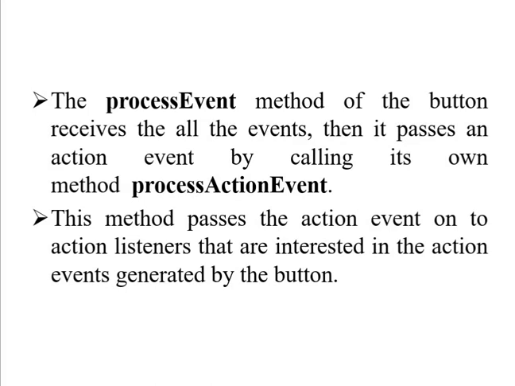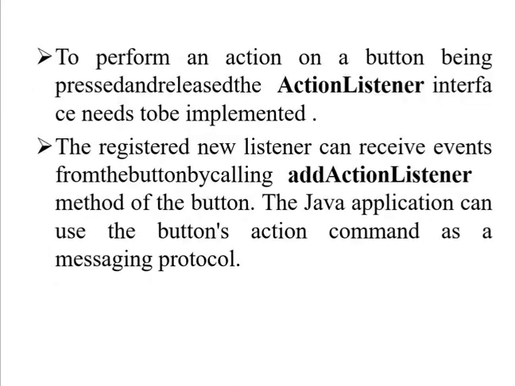Next is the Button class declaration, that is: public class Button extends Component implements Accessible. This is the Button class declaration. Next is the Button class constructor. First one is Button(), which constructs a new button with an empty string, that is, it has no label. Next is Button(String tag), which constructs a new button with the given string as its label. These are the Button class constructors.